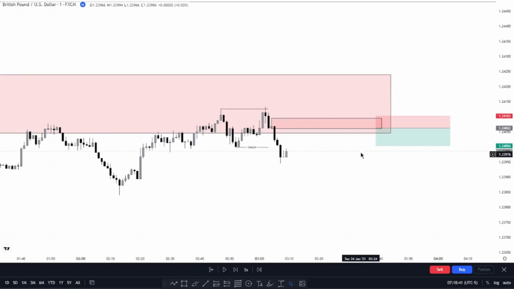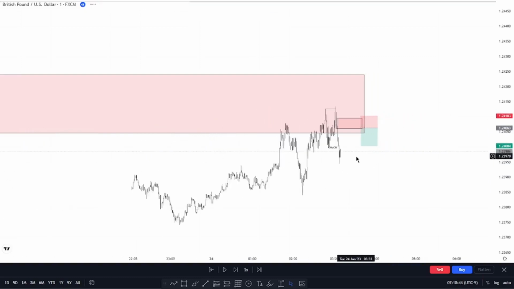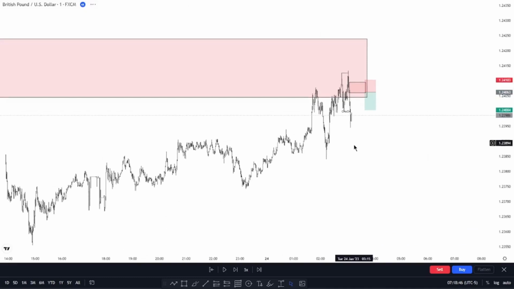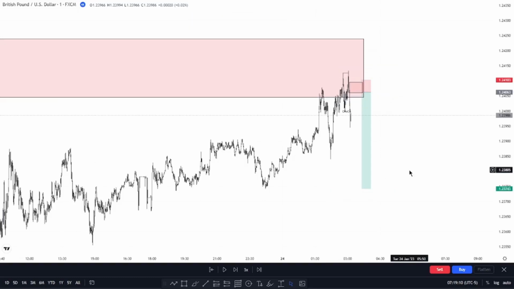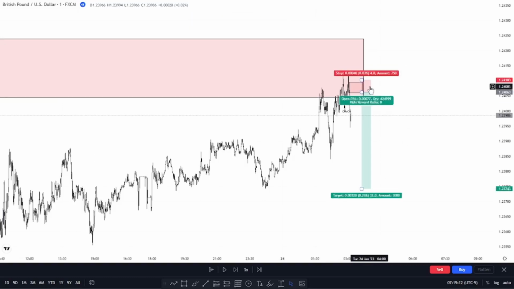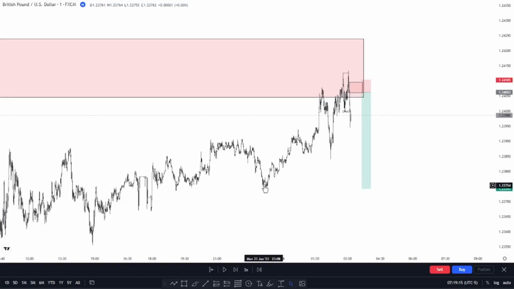All right, and therefore, where are we going to target? Let's see where we can target. Well, the first target you can go for could be this here, or you go for this. If I entered this trade, I would have gone for this target, guys. I would have gone for this target, and that would have given me about 8%. So if you entered here and targeted this point, that would have given you 8% of your account.